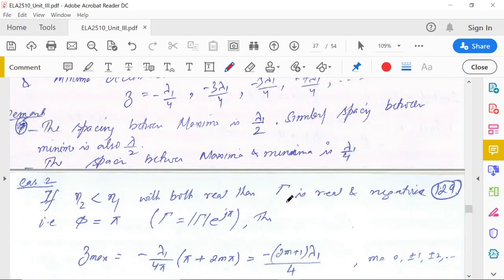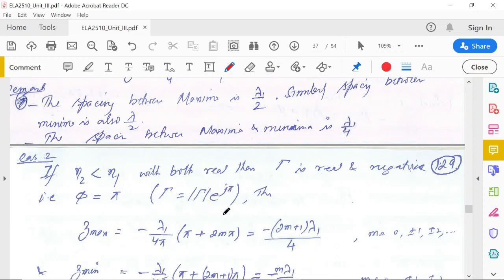Now, in the second case, if eta 2 is less than eta 1, both are real, but now gamma is real and negative, and phi is pi. So the electric field at the interface will be out of phase, as we have seen in the previous case with negative gamma, that is e to the j pi. In this case, the electric field is reflected, but it will be out of phase by pi.